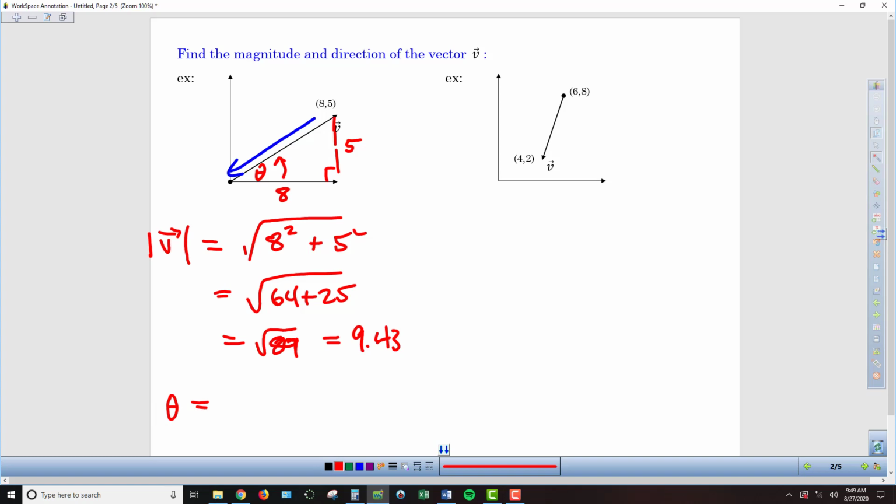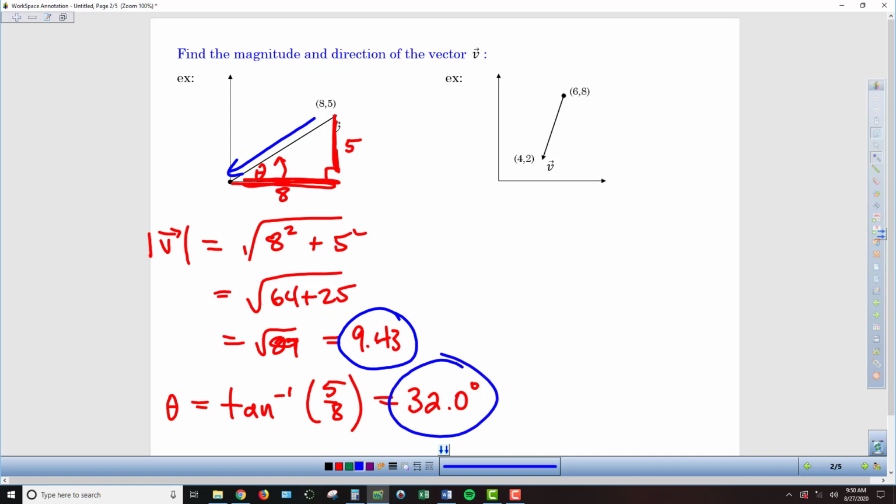So I can see that I've got the opposite side here and the adjacent side here. So if we set up a little inverse tangent of 5/8, and then make sure that our calculator is in degree mode, we'll find that we have an angle of 32.0 degrees. And so again, we have to have both of these pieces of information to have the complete picture as to what's going on with this vector. What is it representing? We have to know its magnitude, we have to know its direction.